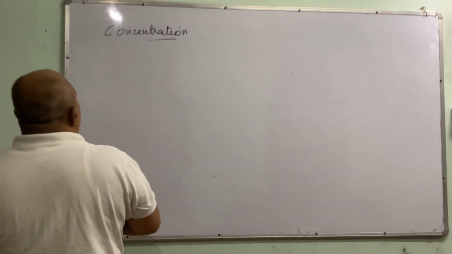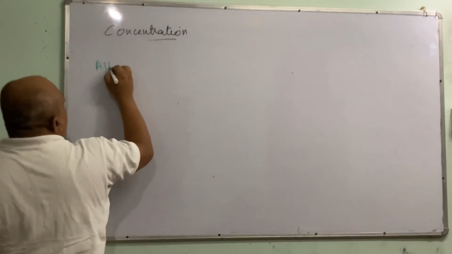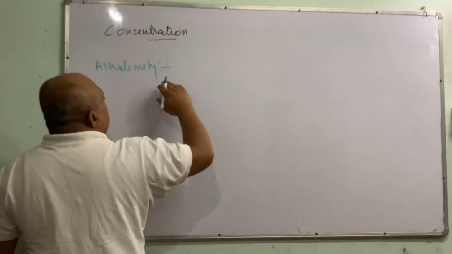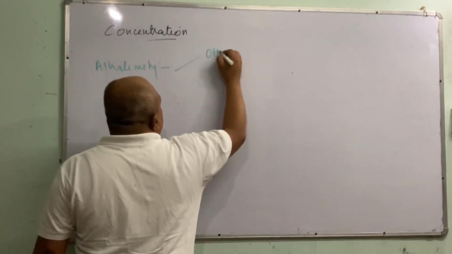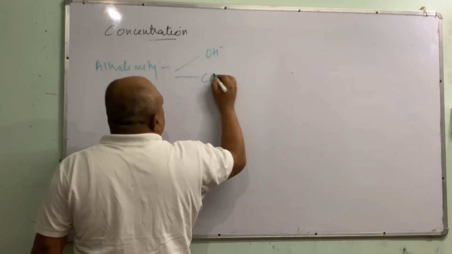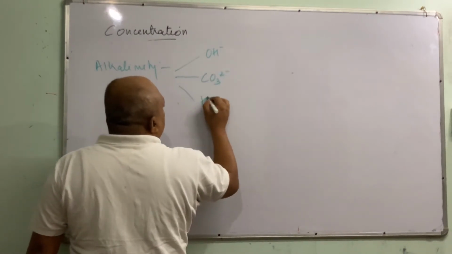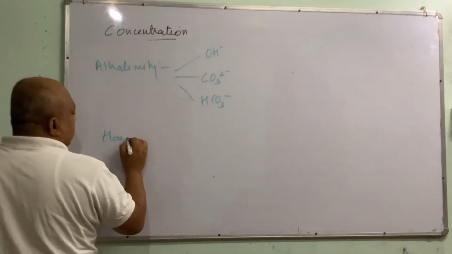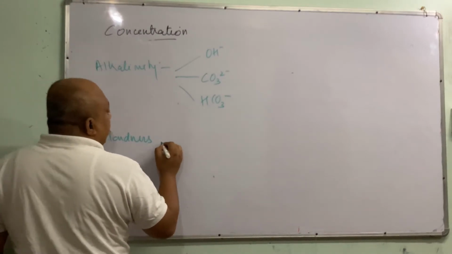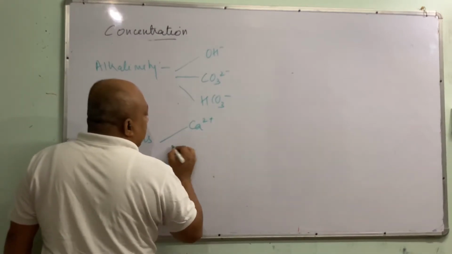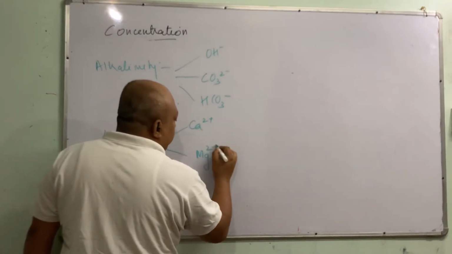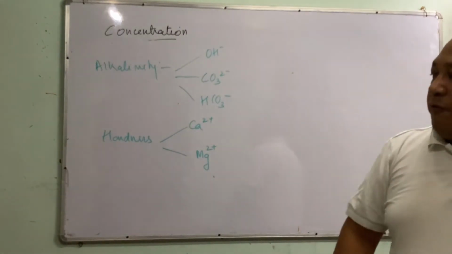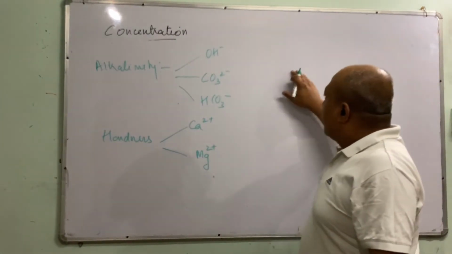Now, when we try to define alkalinity, I'm just giving an example. I'm not going to teach alkalinity right now. Alkalinity is due to the presence of OH ions, especially CO3 2 minus and HCO3 minus. Another one is hardness. We say hardness is due to the presence of calcium and magnesium, right? So what happened is we have a lot of these ions combined.